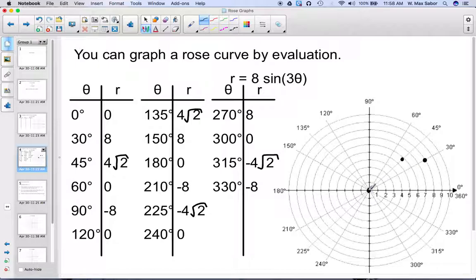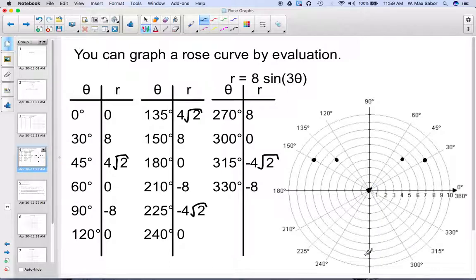Then we're back at 0. Then 90 degrees, negative 8. So negative 8 down here. Then 135 degrees, 4 square root of 2. 150 degrees is at 8. 180 degrees, back at 0. 210 degrees at negative 8. So that's here. 225 degrees at negative 4 square root of 2. 240 degrees at 0.